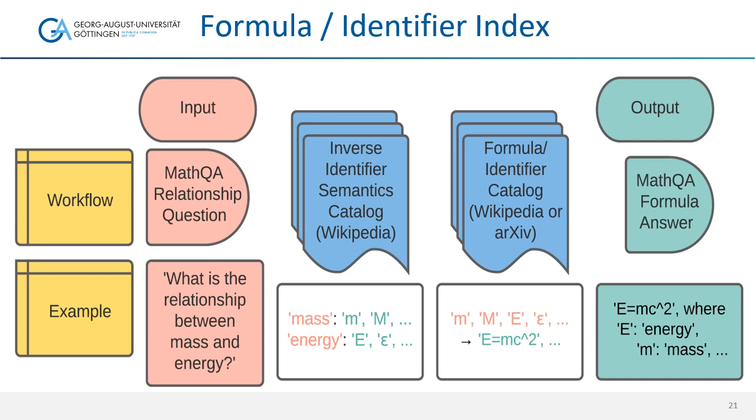We constructed semantic catalogs by mapping formulae or identifiers to words from their surrounding text and inverting the index. The Wikipedia Identifier Semantics Catalog contains a total of 1,670 entries, whereas the arXiv Catalog contains almost 100,000. The total number of formulae in the catalog is around 130,000 for Wikipedia and almost 3.5 million for the arXiv.